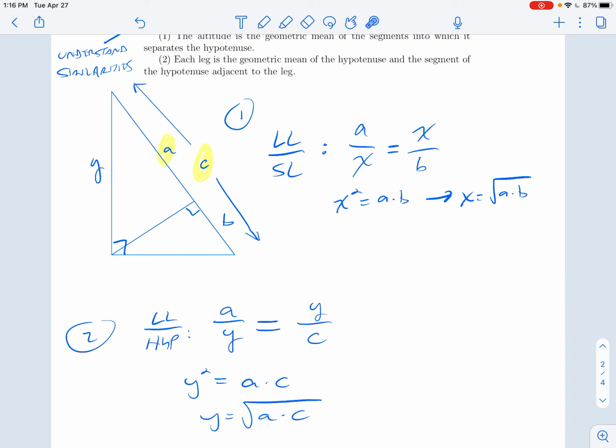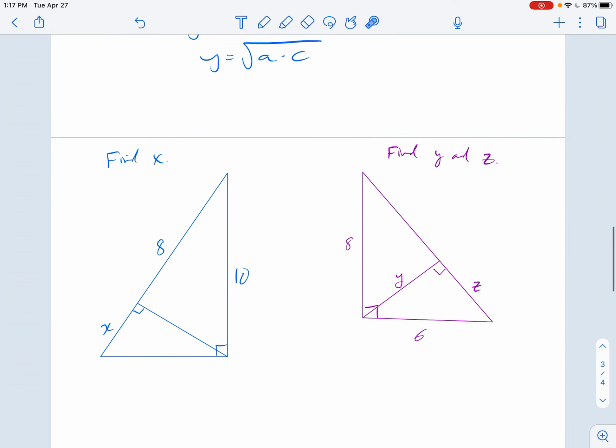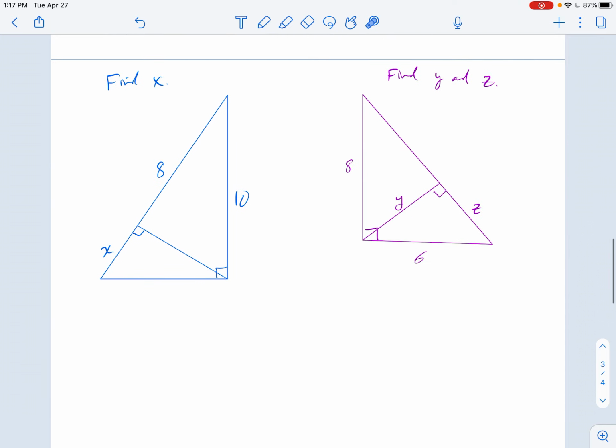But again, don't worry about memorizing these. Look for what numbers you have, what numbers you're trying to figure out, and just start setting up ratios like long leg to short leg, to hypotenuse, hypotenuse to long leg. Whatever seems relevant for that problem, set that up and solve the proportion. So let's actually do some problems here.